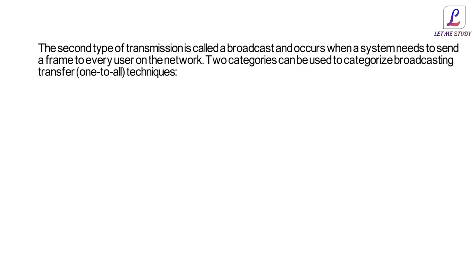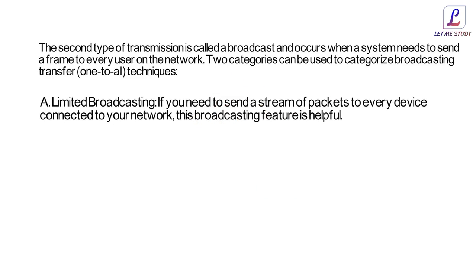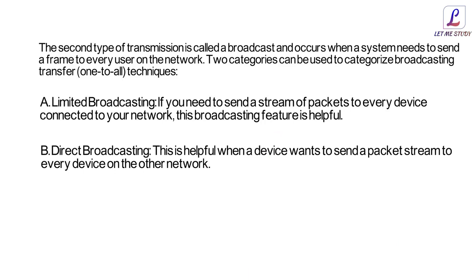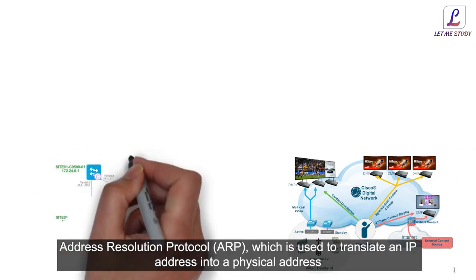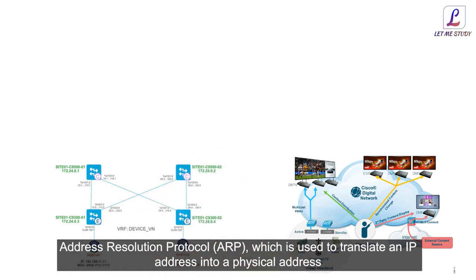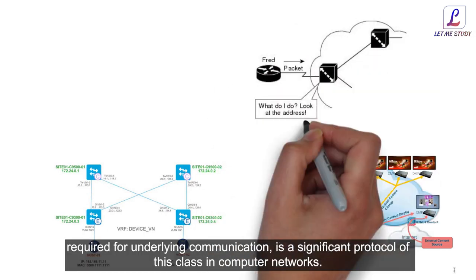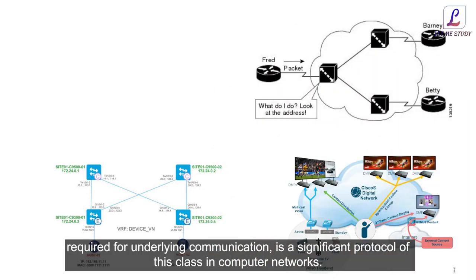The second type of transmission is called a broadcast and occurs when a system needs to send a frame to every user on the network. Broadcasting can be categorized into two one-to-all techniques. A. Limited broadcasting. If you need to send a stream of packets to every device connected to your network, this broadcasting feature is helpful. B. Direct broadcasting. This is helpful when a device wants to send a packet stream to every device on the other network. For the distribution of video and audio, television networks primarily use this mode. Address Resolution Protocol, ARP, which is used to translate an IP address into a physical address required for underlying communication, is a significant protocol of this class in computer networks.